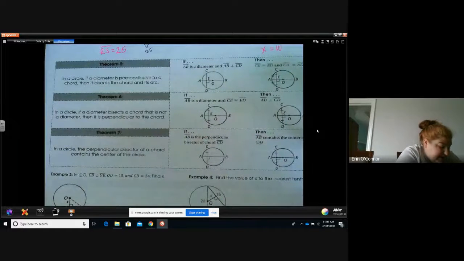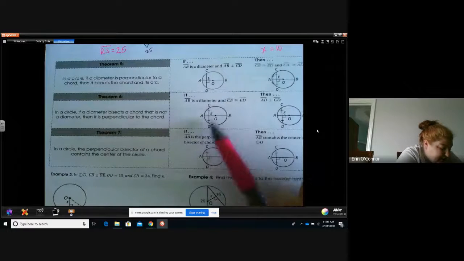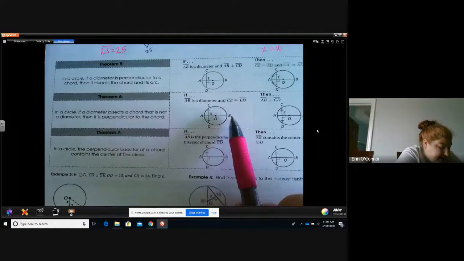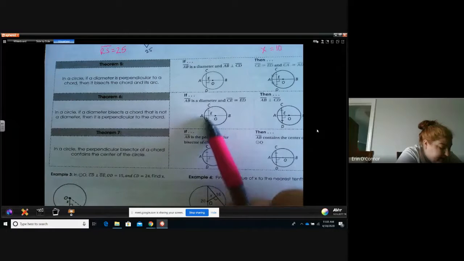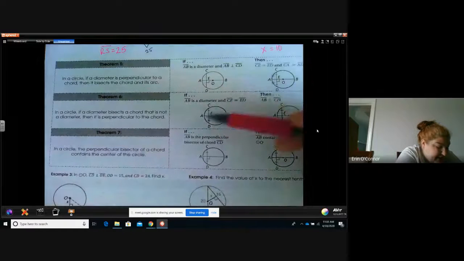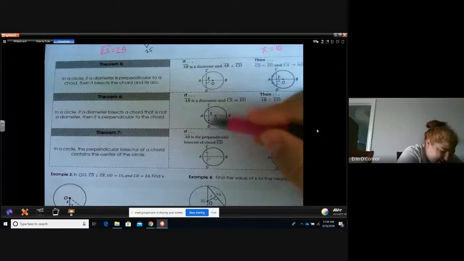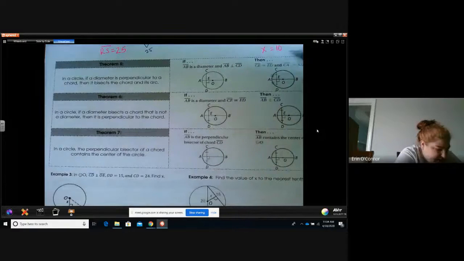Theorem 6. In a circle, if a diameter bisects a chord that is not a diameter, then it's perpendicular to the chord. So AB is a diameter, and CE equals ED. Meaning if this is bisecting it, then these are going to be perpendicular. If AB, the diameter, bisects CD, if it is a bisector, this is like the converse theorem of this, then it is perpendicular.